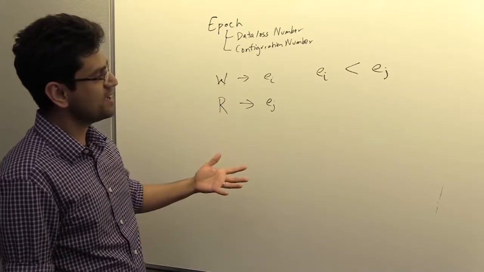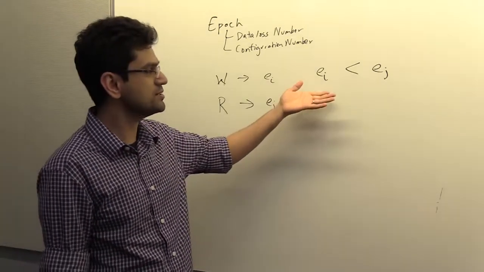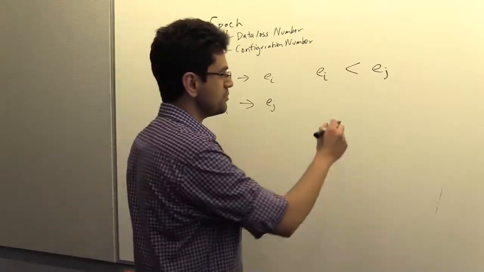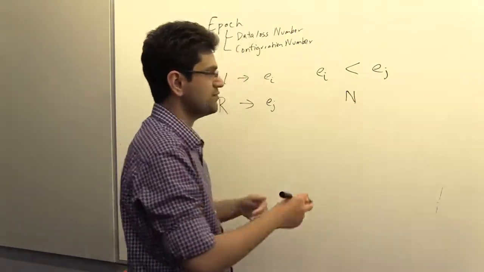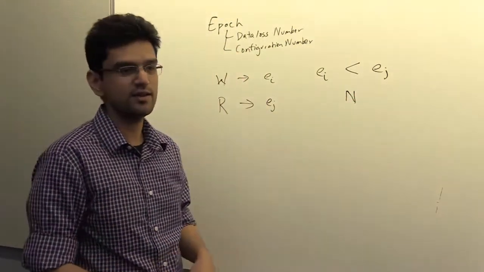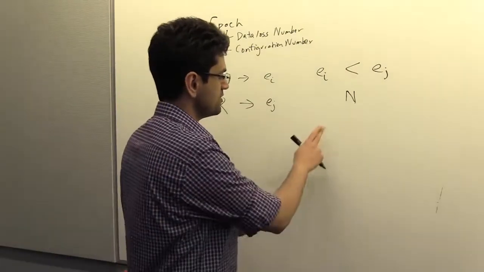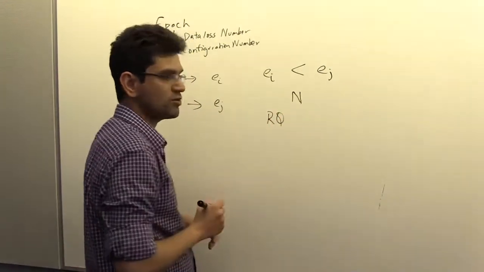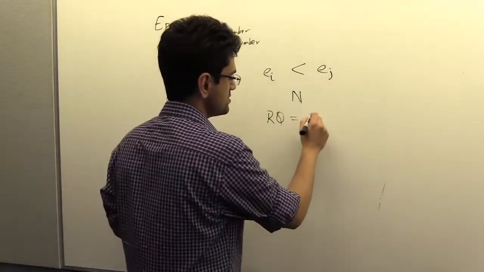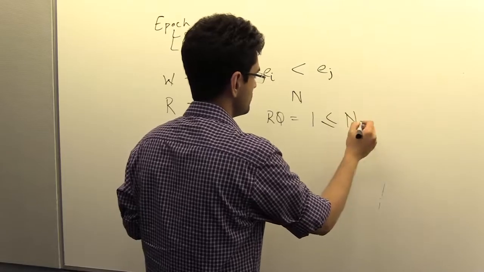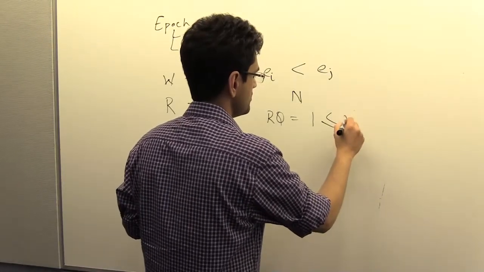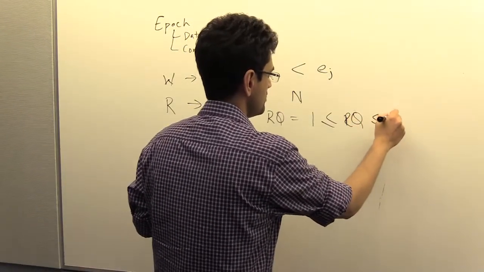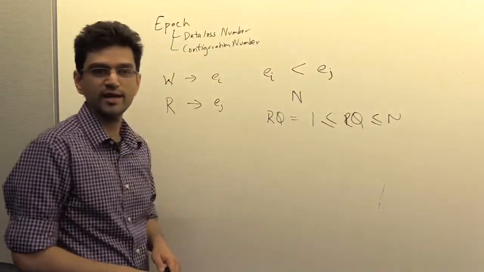So then, what Windows Fabric does is it says, okay, let's say your replica set size is n, which means you have n replicas defined in your configuration. Windows Fabric defines a number called read quorum, which must lie between 1 and n, right?